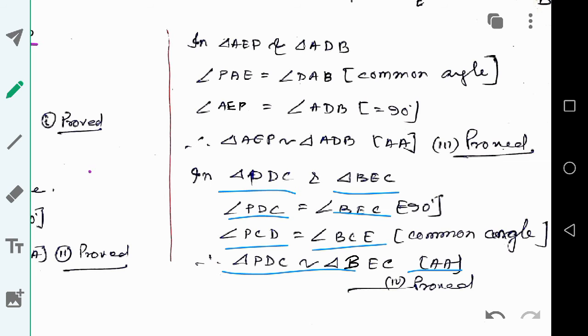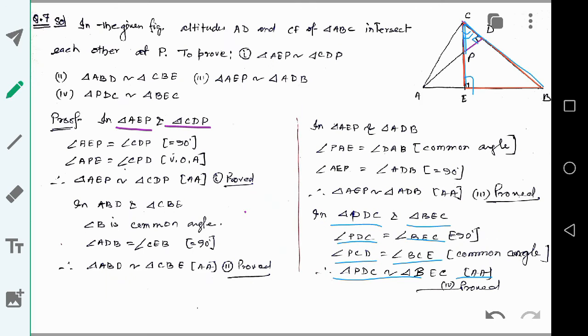So hope you have understood this. Now this is the solution of question number 7. Now you can note it. Let me clean this.